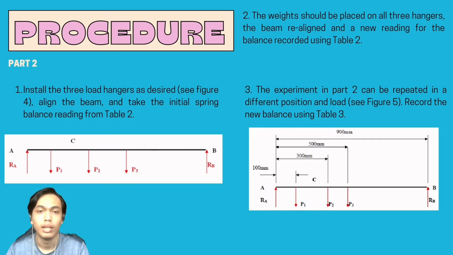Then align the beam and take the initial reading for the spring balance in table 2. Then the second step is we need to place weight on all 3 of the hangers and realign back the beam and record the new reading for the balance. Then the last step is we need to repeat the experiment in part 2 but with a different position and load. Then record it as a new balance in table 3.